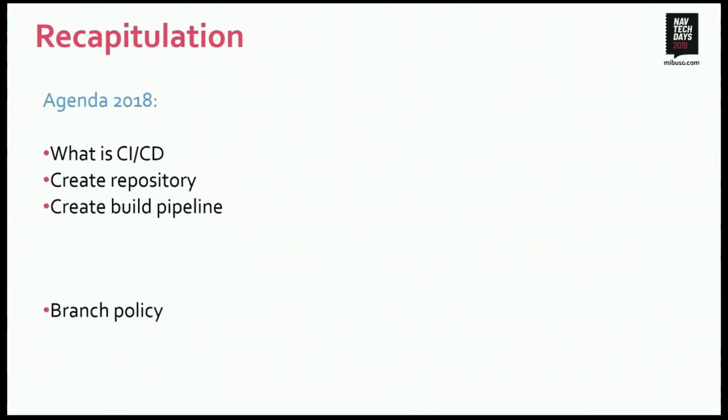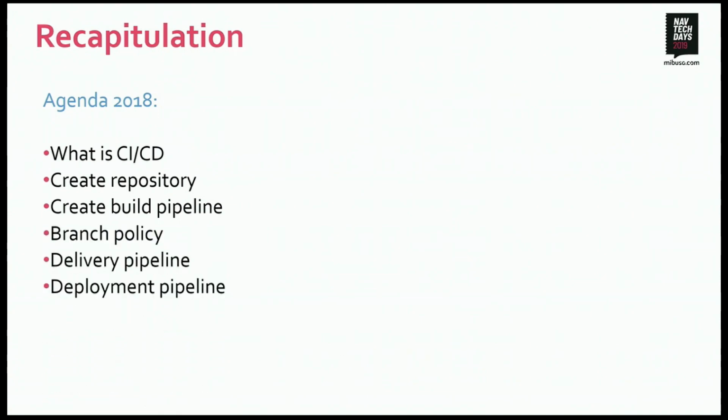a small recapitulation, because we had a session last year here about the CI/CD. We were talking about how to create a repository and create the build pipelines, which branching policy we had, what a delivery pipeline is, and the deployment pipeline. You even saw that picture. What does the CI/CD mean for you? Someone was talking about some vibe in connection to that.